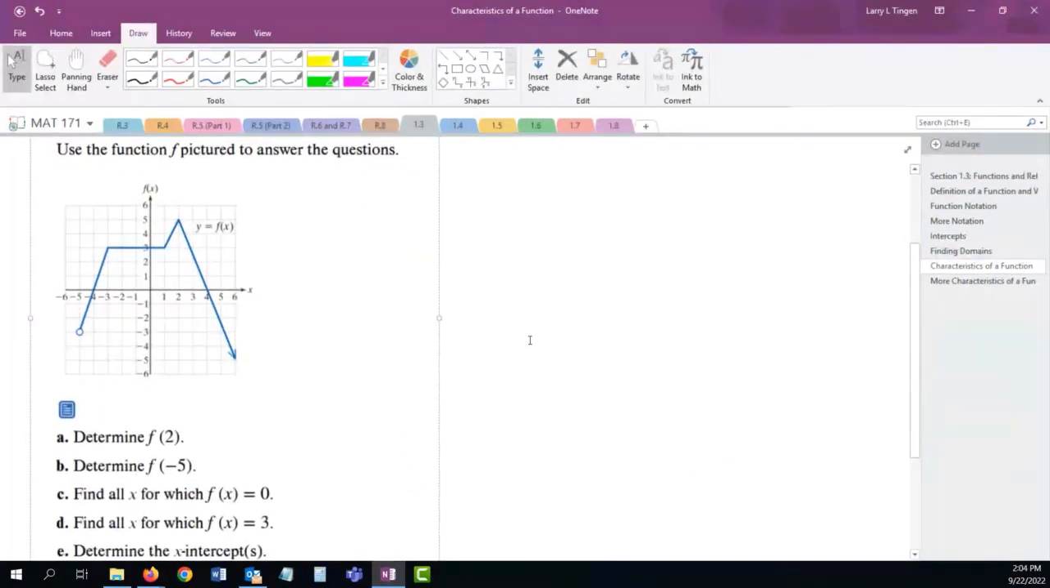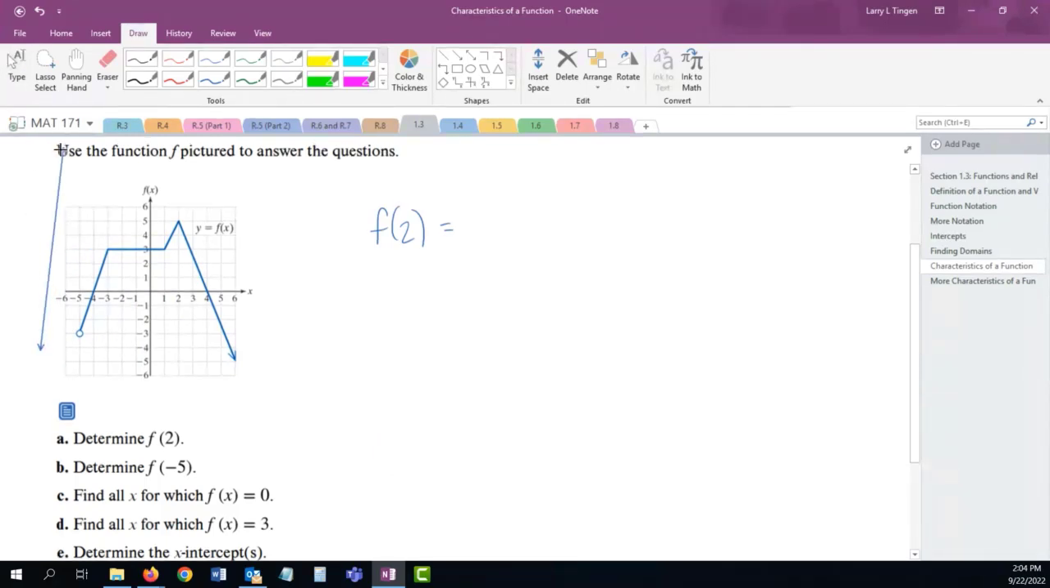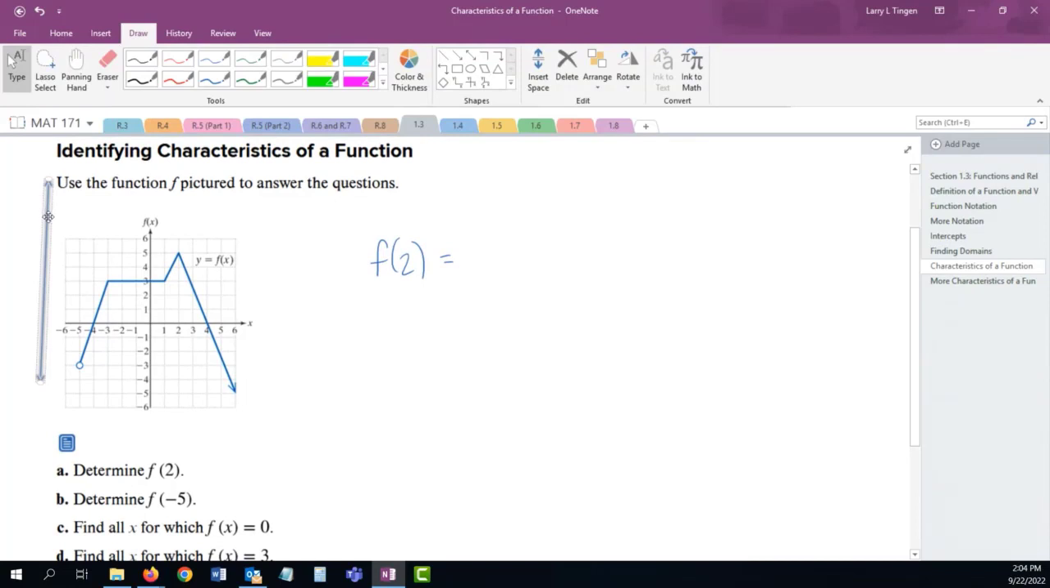Okay, I know it's a function because it passes the vertical line test, and I'm asked to determine a few things. So find f at 2. F at 2, what does that mean? That means x is 2. X equals 2 is a horizontal line, right? Excuse me. X equals 2 is a vertical line, of course. So I take my vertical line and I go over until that vertical line is the line x equals 2. Where's x equal 2? Right there.